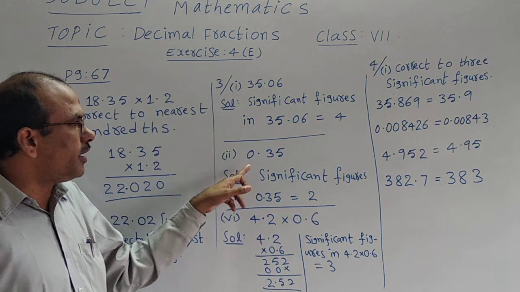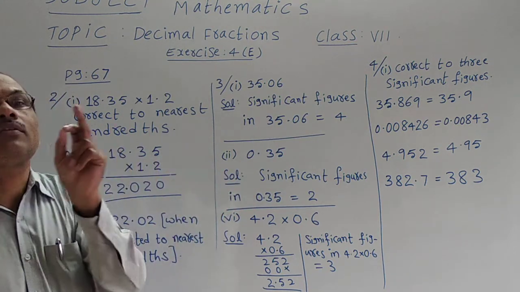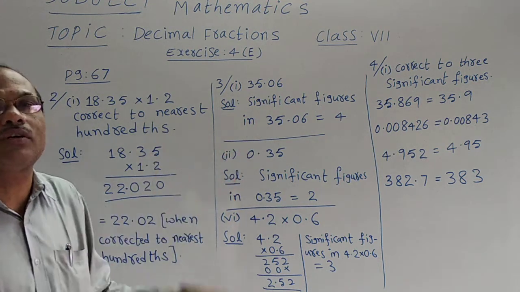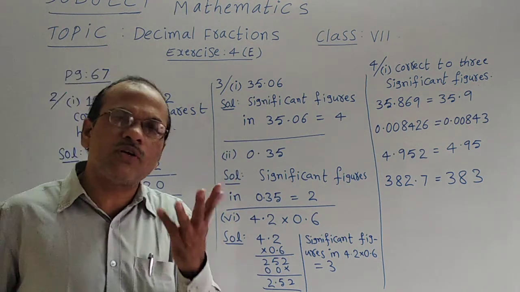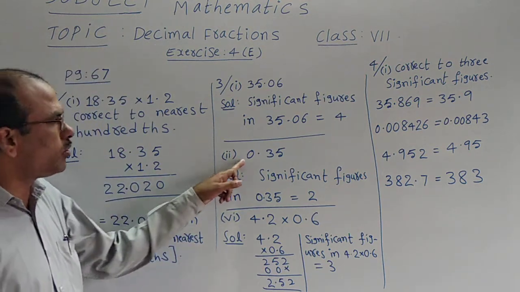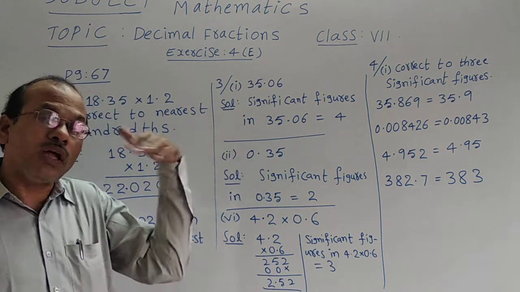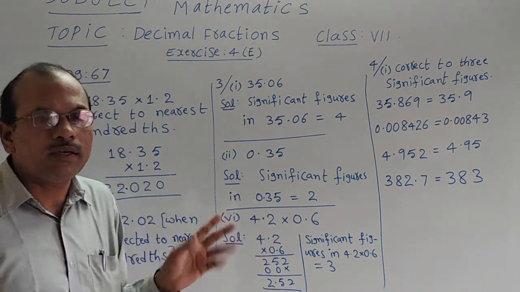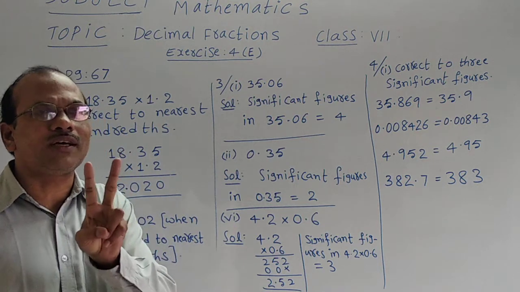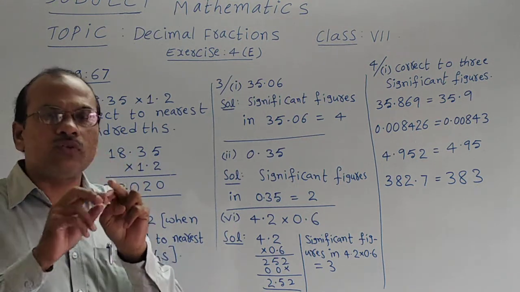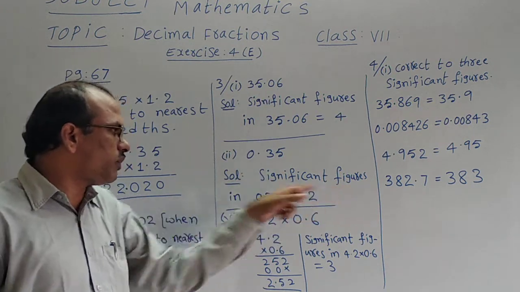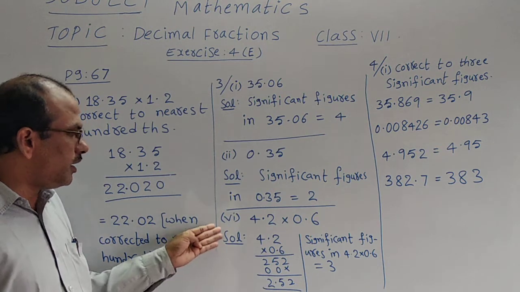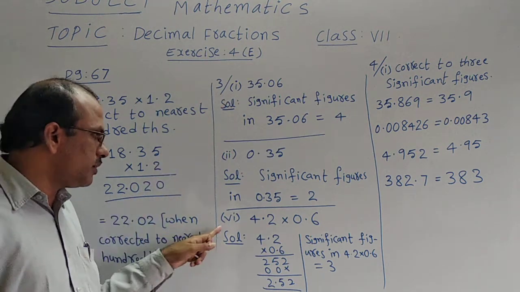0.35 can also be written as .35. This 0 cannot be counted, being the leftmost digit of the number and having no value actually. If we count the number of figures or digits after the decimal point, then only 2 digits are there, 3 and 5. That's why significant figures in the given question is equal to 2. Am I correct?